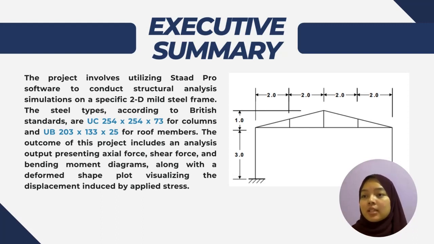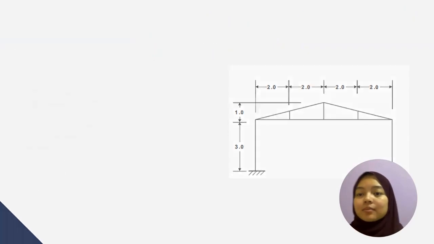According to the British standard, for the column we use a UC 254 times 254 times 733, and for the roof members, we use UB 203 times 133 times 25. So the outcome that we get from this project is analysis output presenting axial force, shear force, and bending moment diagrams along with a deformed shape plot visualizing the displacement induced by the applied stress.